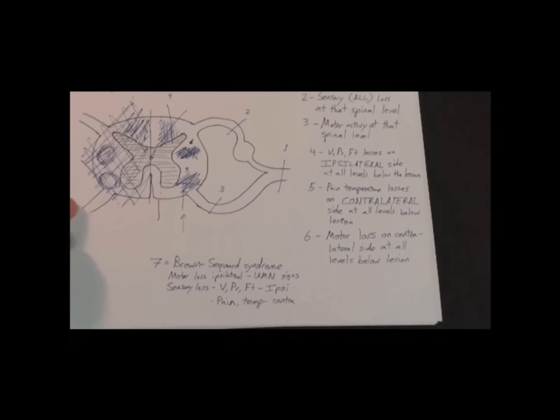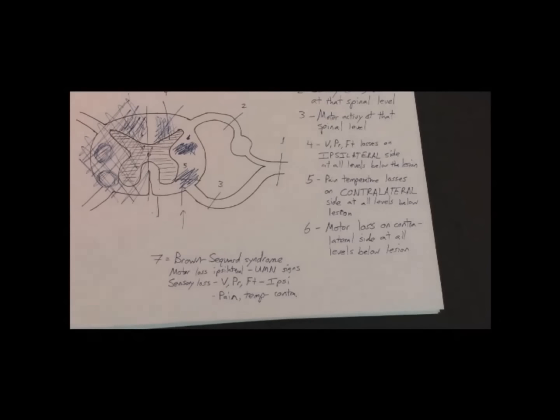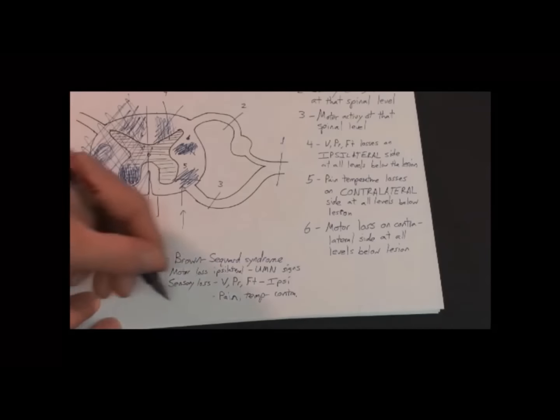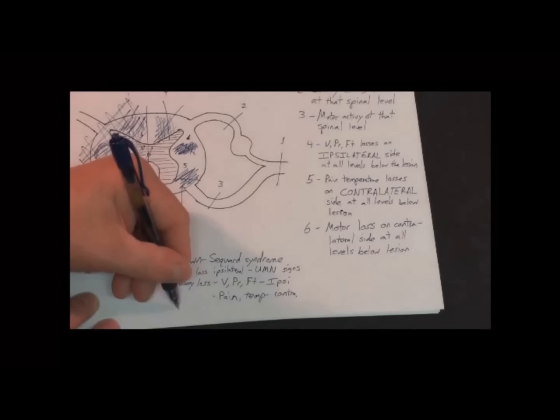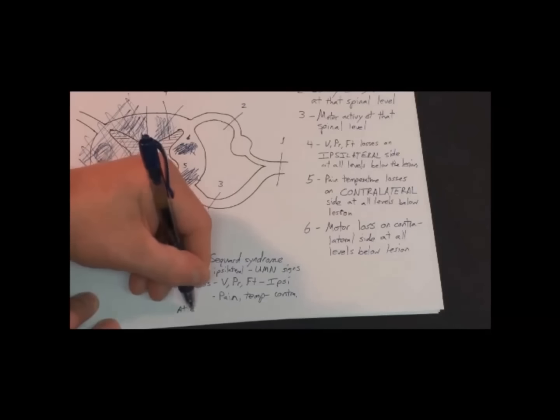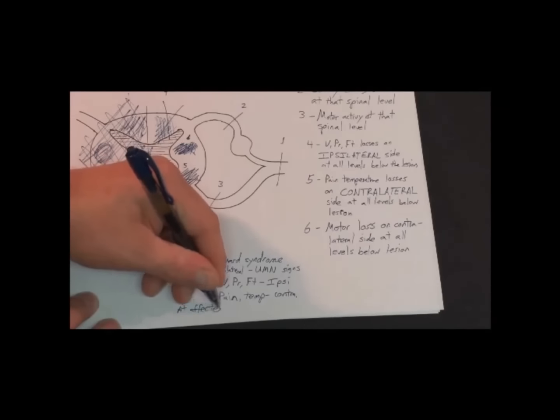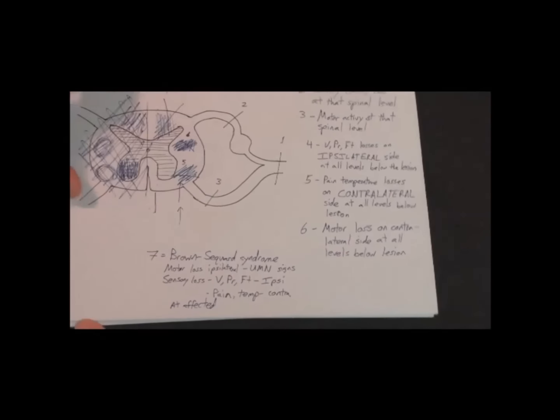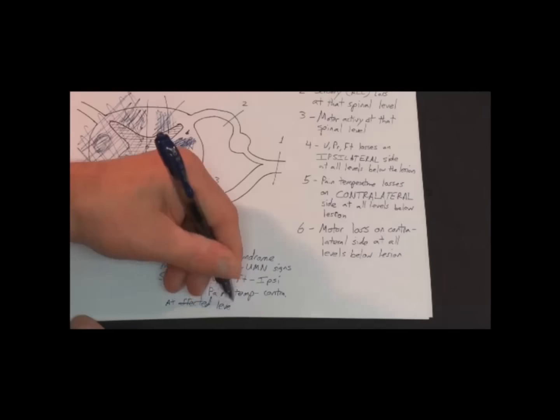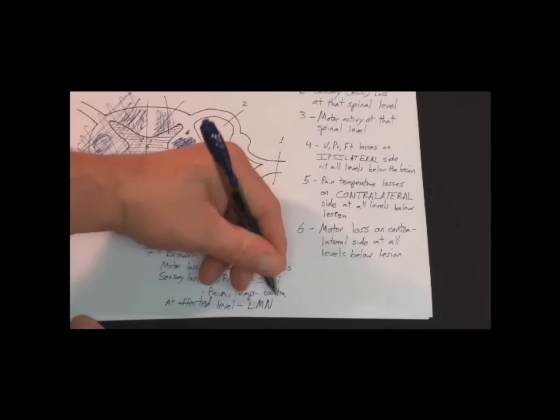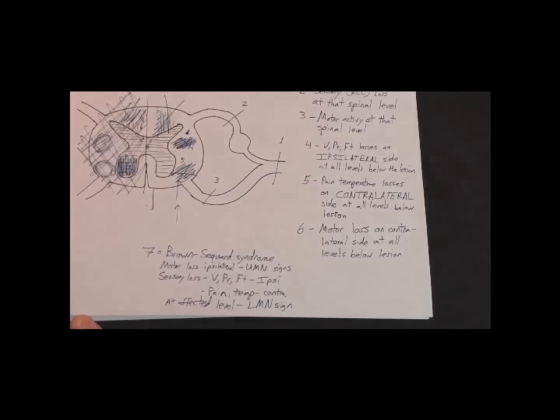The tricky part about Brown-Séquard is that not only have we lost the white matter tracts, but we've also lost the gray matter. So in addition to these guys, we're going to have, at the single level affected here, wiped out the anterior horn of the spinal cord. So we're going to have, at the affected level, lower motor neuron signs, but only at that damaged level.